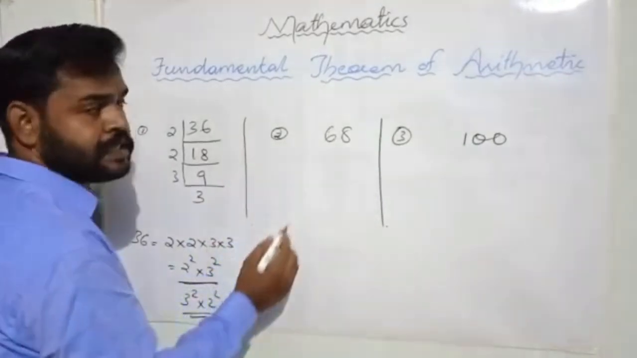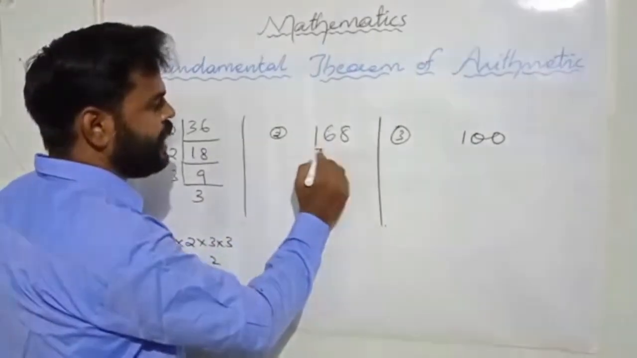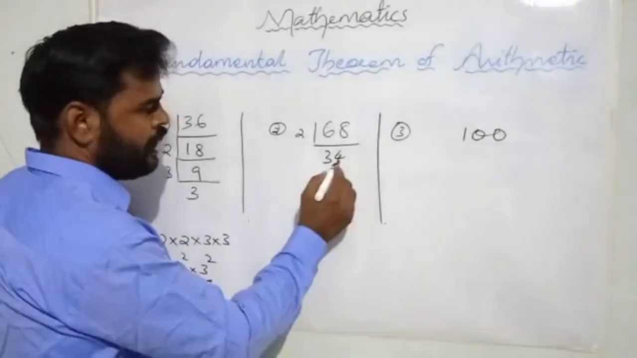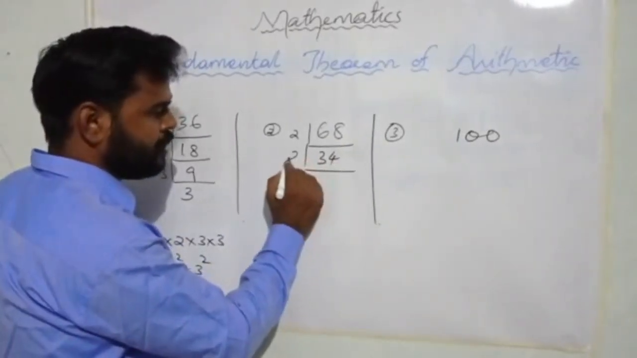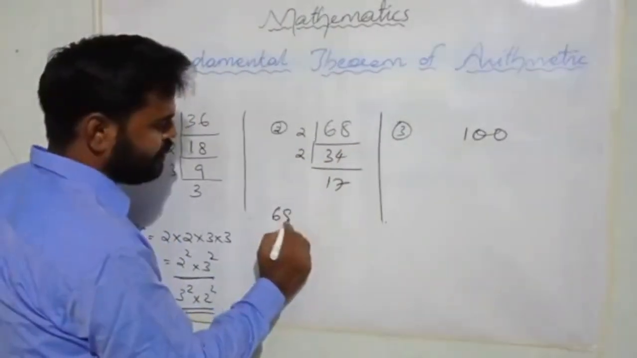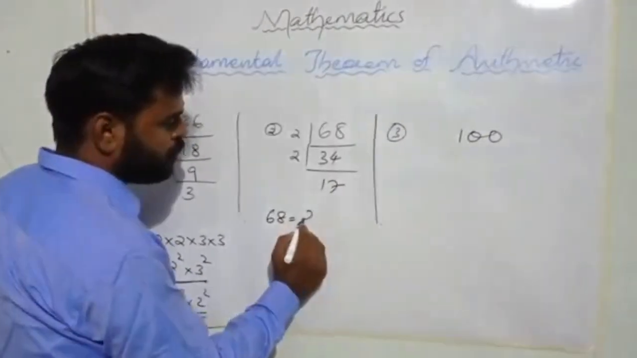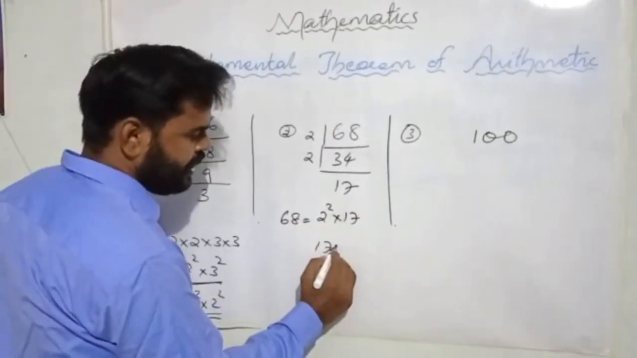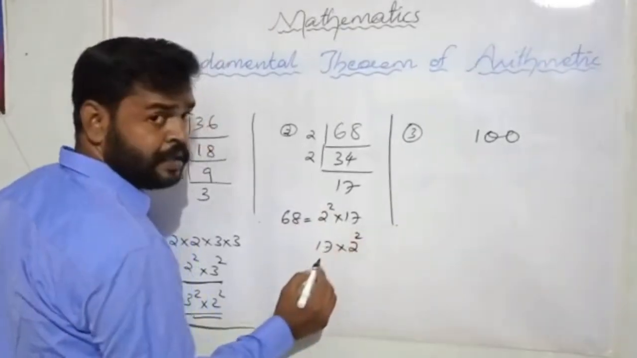Now let us discuss 68. 68, half, 34, an even number, so again 2, 17. So this 68 we can represent as 2 square into 17 or 17 into 2 square.